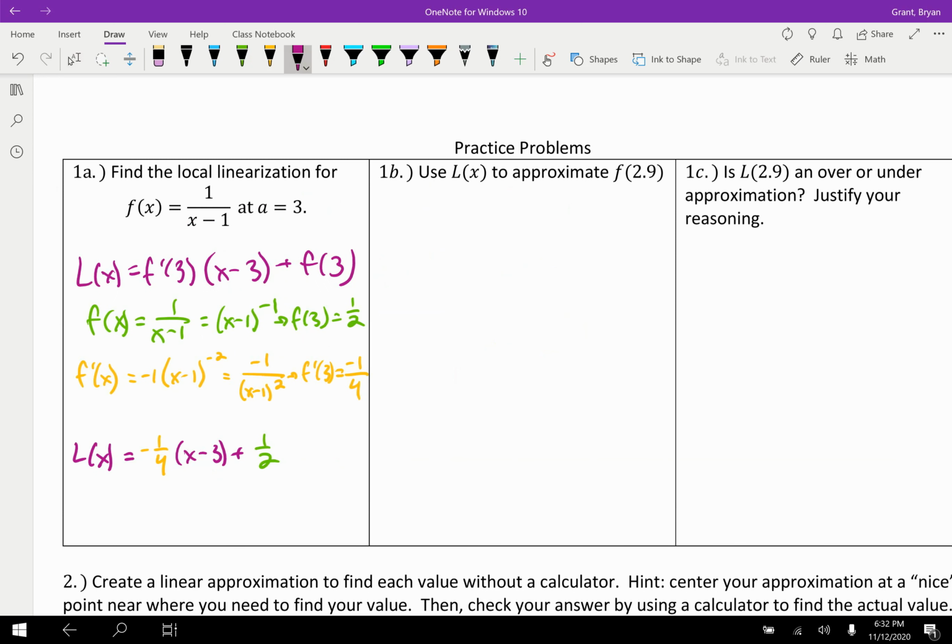Use L of x to approximate f of 2.9. So clearly our input here is x equals 2.9. So let's go ahead and approximate that. The way we approximate it is we say that f of 2.9 is going to be approximated by L of 2.9, which is exactly equal to negative 1/4 of 2.9 minus 3 plus 1/2.